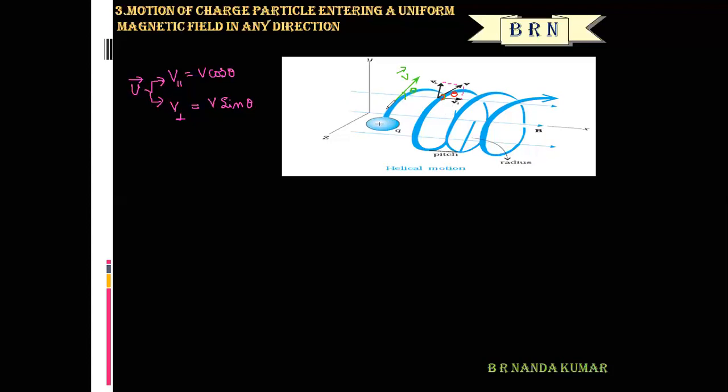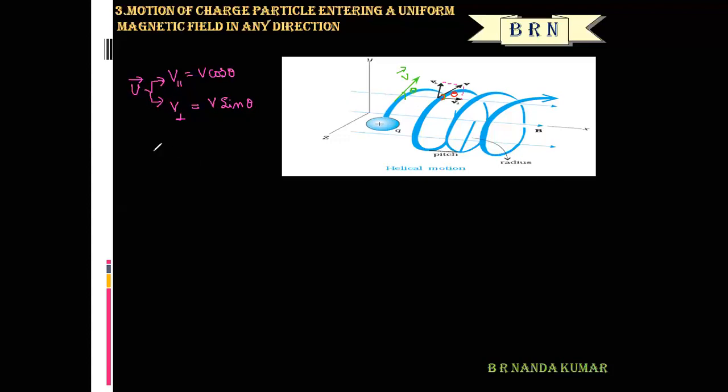If a charged particle enters a uniform magnetic field perpendicular to the direction of the magnetic field, in that case the charged particle describes a circular path. If a charged particle enters a uniform magnetic field in any direction with the magnetic field, the charged particle describes a helical path or the spiral path. So that is the nature of trajectory of a charged particle. So the parallel component of velocity and perpendicular component of velocity, that is very important here.